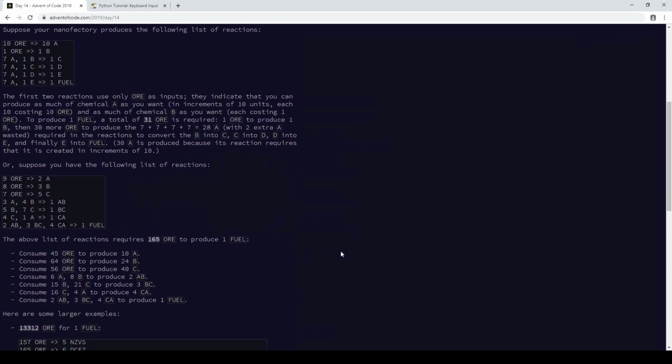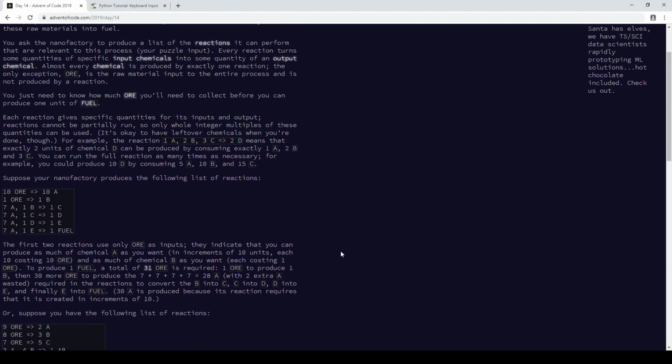What is going on here? For each reaction, we need to figure out how many times we're going to run. We obviously want to run the fuel one once.